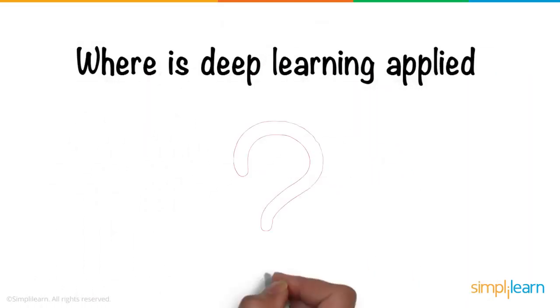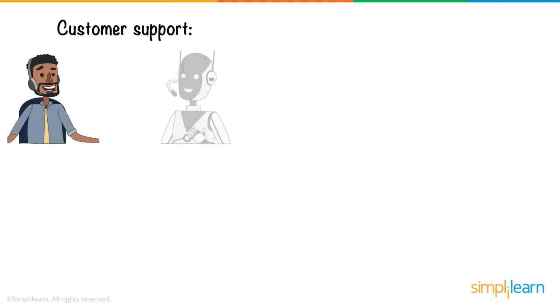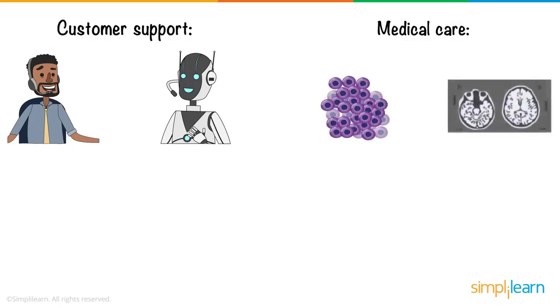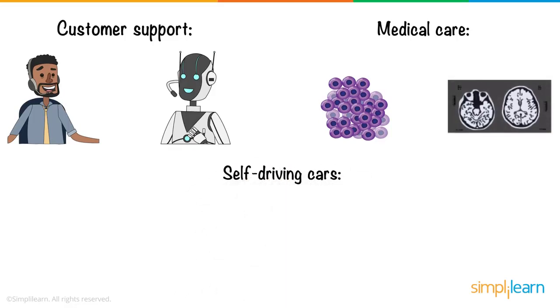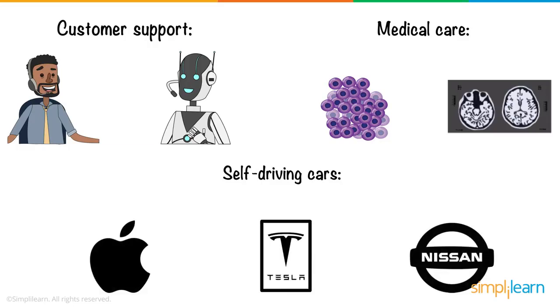So, where is deep learning applied? In customer support. When most people converse with customer support agents, the conversation seems so real, they don't even realize that it's actually a bot on the other side. In medical care, neural networks detect cancer cells and analyze MRI images to give detailed results. Self-driving cars. What seemed like science fiction is now a reality. Apple, Tesla, and Nissan are only a few of the companies working on self-driving cars.